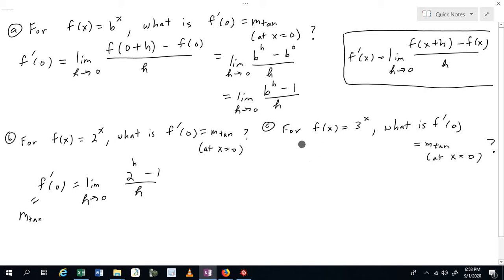Of course, if we do this for the function 3 to the x power, when the base is equal to 3, then the derivative of this function evaluated at 0 would again be this limit, except the base would be 3. So it would be the limit of 3 to the h minus 1 over h. And again, this would be the slope of the tangent line to this function right when x is equal to 0.